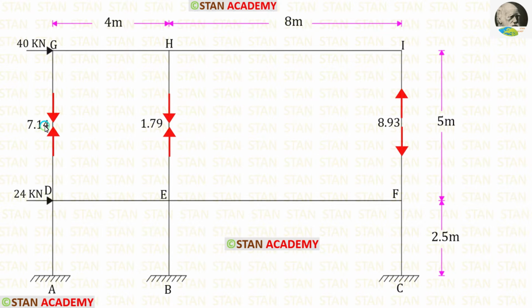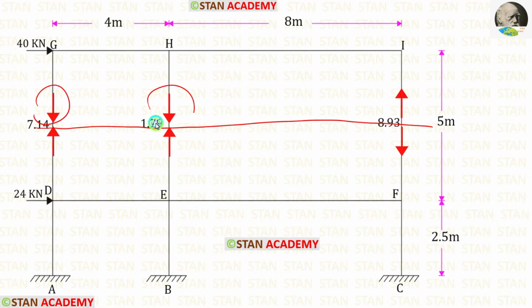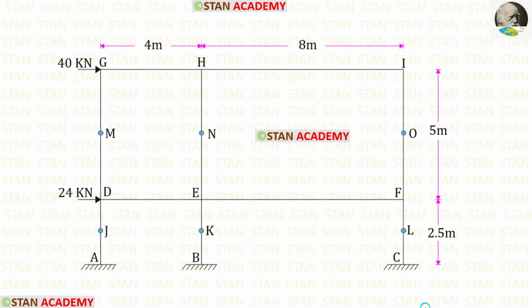In the top story, above the center of the columns, we have calculated the axial forces. Below the center of the columns, the axial forces will be acting in the opposite direction. Now let us split the frame into two parts.